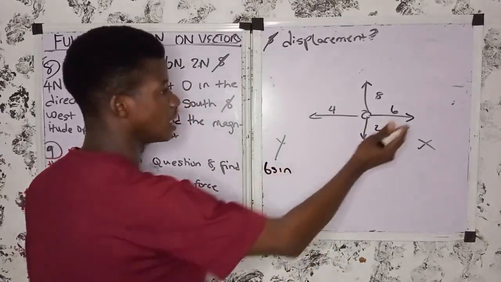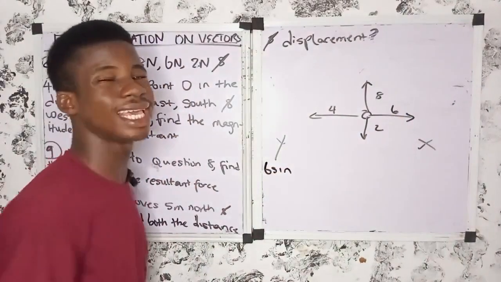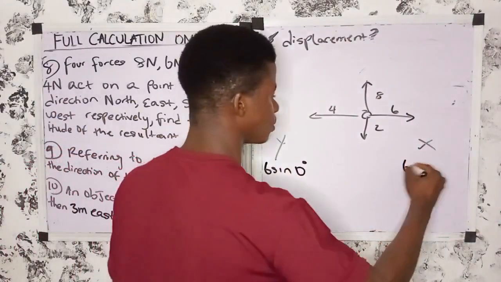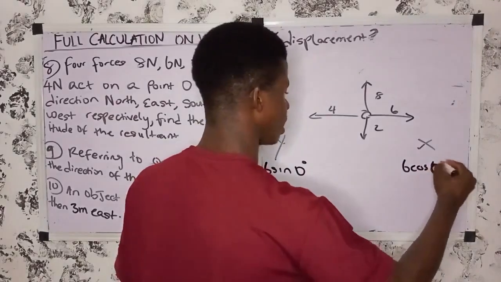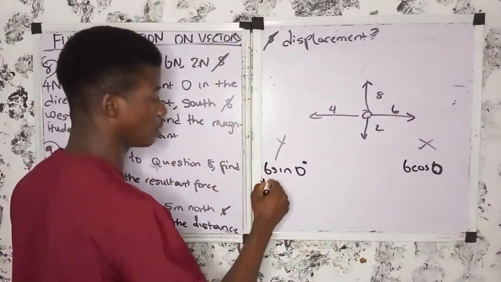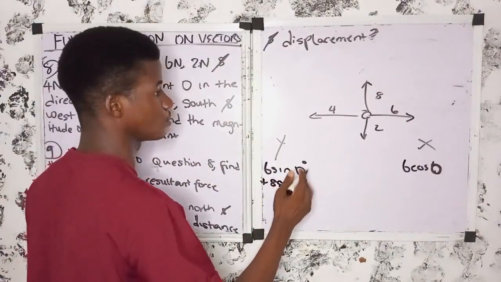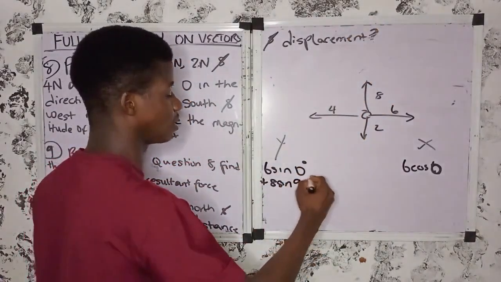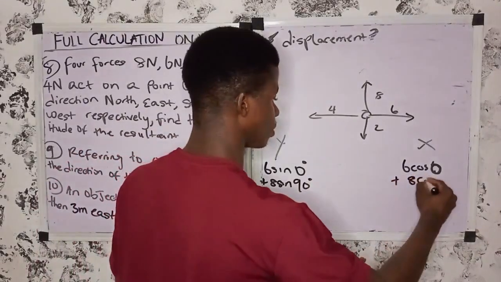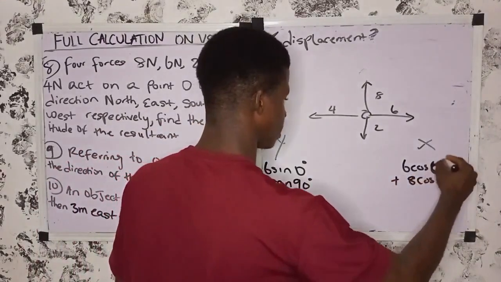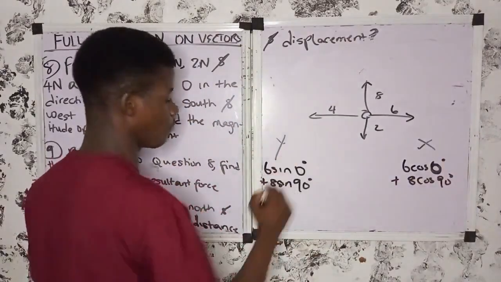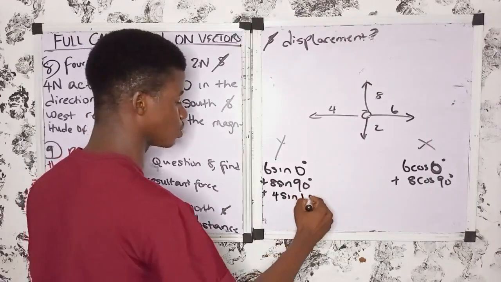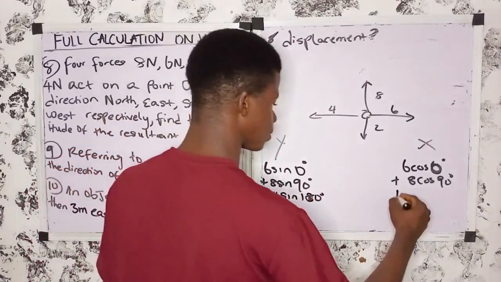6 is actually east direction. And remember, the angle at east is what? 0 degree, right? So 6 cos 0 degree, right? So then plus 8 sine. Now 8 is actually north direction, right? And north is what? 90 degree, right? So 8 cos 90 degree. Okay, now let's continue. Then plus 4. 4 is on the west direction. Remember, west is 180, right?